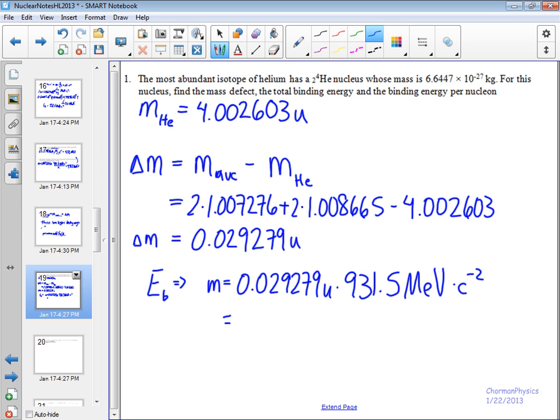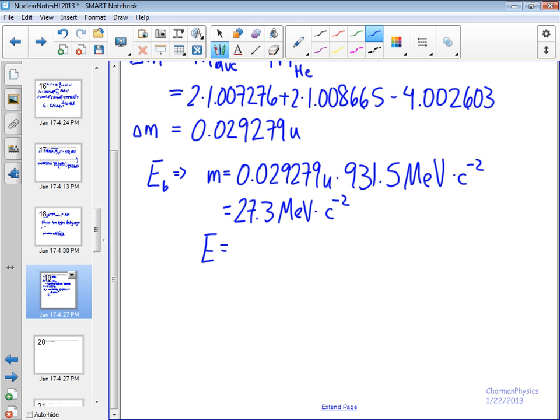Okay, so this mass is now 27.3 mega electron volts per c squared. We're not at an energy unit yet. All right, and the energy itself is just 27.3 mega electron volts. Okay, we plug that into E equals mc squared.